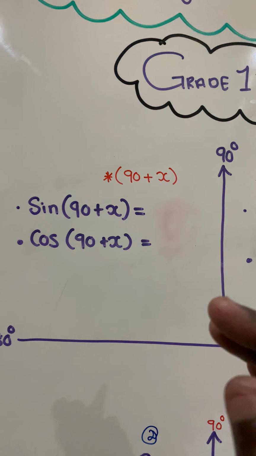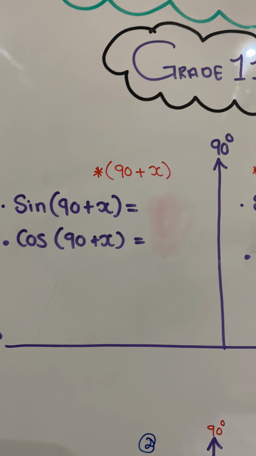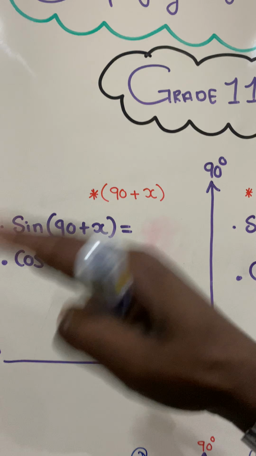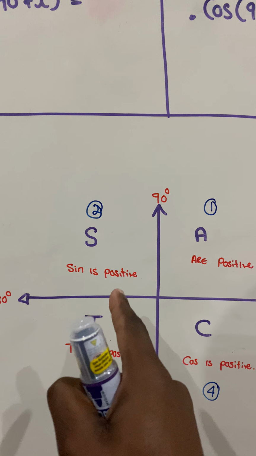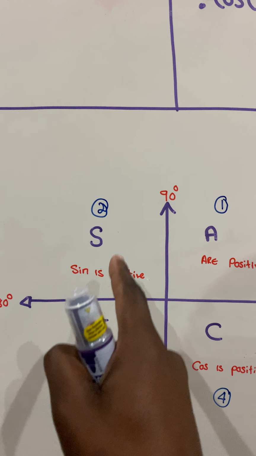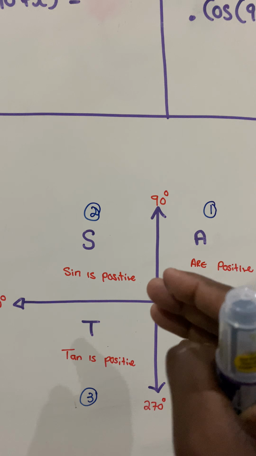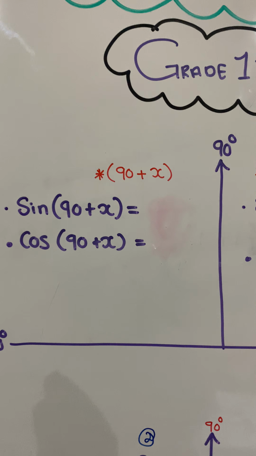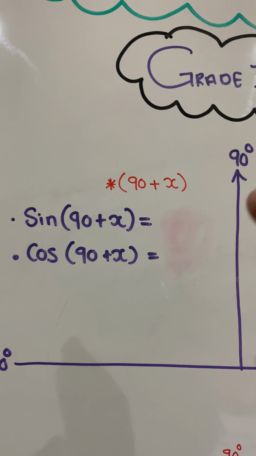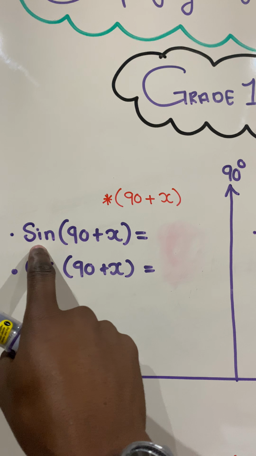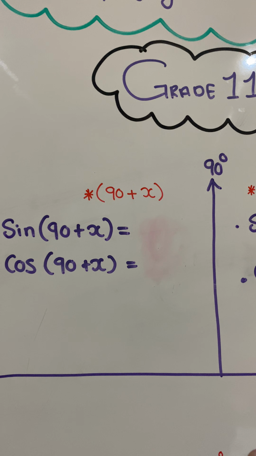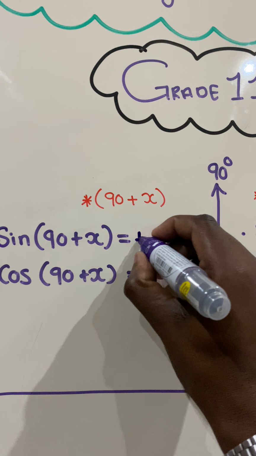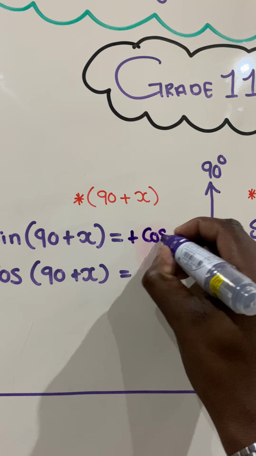When we get to the second one, we have 90 plus x. Now that plus tells you we're in the second quadrant. Let's go back to the basics. In the second quadrant, which one is positive? Only sin. The others should be negative. Now let's go into it. Because we have a positive sin in this quadrant, the exchange is still going to happen. But now the cos will be positive cos x.